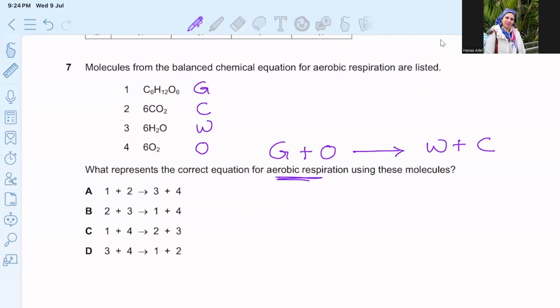So we have to return back to the numbers. G, which is glucose, is 1; O, oxygen, is 4; W, water, is 3; carbon dioxide is 2. So we need to find in the reactants 1 plus 4, and in the products 2 and 3. 1 and 2, this one is eliminated. 2 plus 3, no, in the reactant. 1 plus 4 produces 2 plus 3. Yes, this is the correct answer. And this is eliminated, so the correct answer is C.